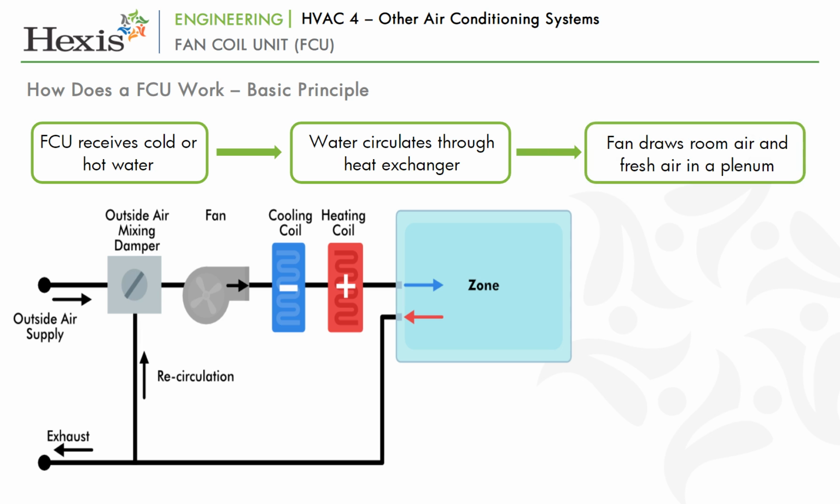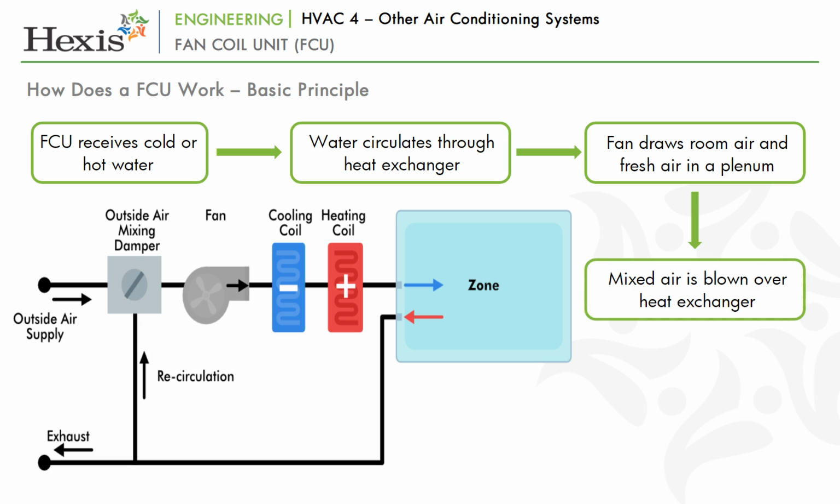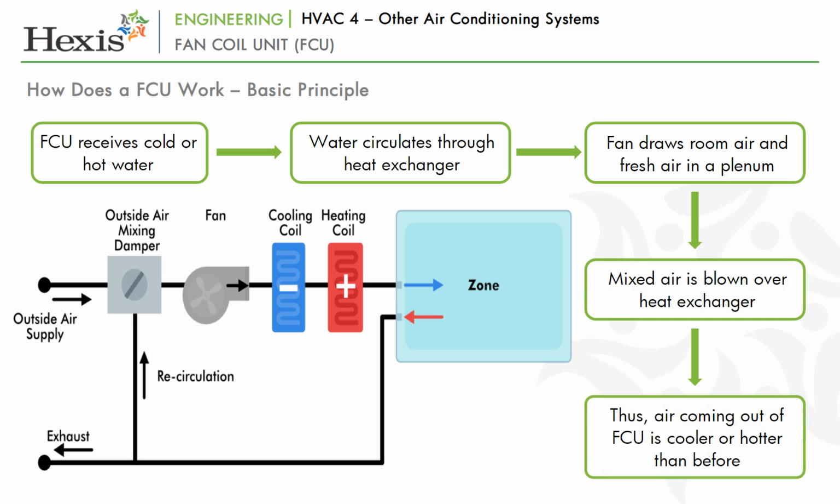The fan draws the room air and also some amount of fresh air in a space or plenum in the unit. Then blows the mixed air over the cooling or heating coil in the heat exchanger. The air comes out of the FCU either cooler or hotter than before. In some FCUs, an optional electric heating element may be provided instead of hot water pipes.